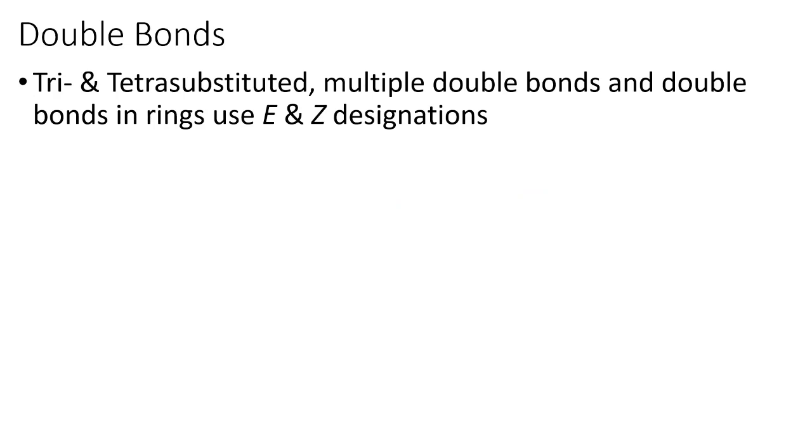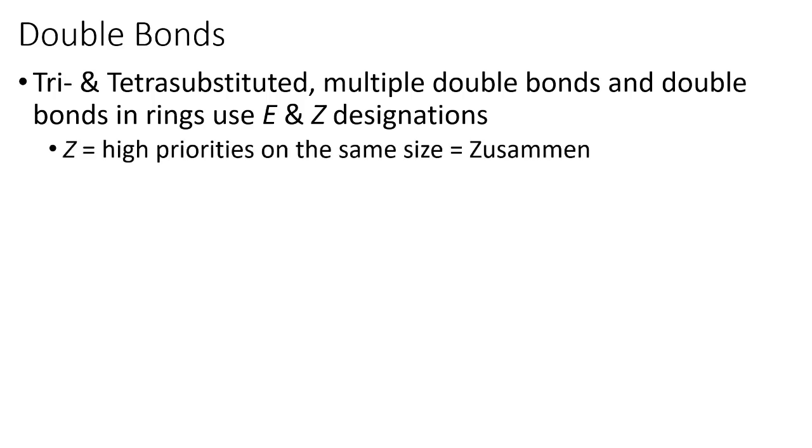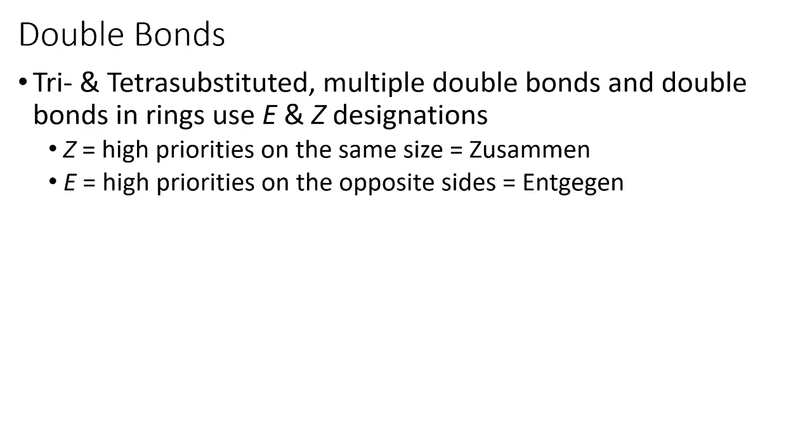If we have tri and tetra substituted double bonds, or if we have multiple double bonds within our structure, or if the double bonds are in a ring, we're going to use E and Z designations instead of cis and trans designations. So the Z designation tells us that the higher priorities are on the same side of the double bond. And it comes from the German word for same, zusammen. If we have the E designation, E tells us that the higher priorities are on opposite sides. And again, it comes from the German word for opposite, entgegen.